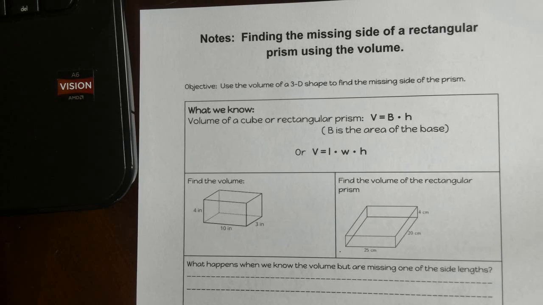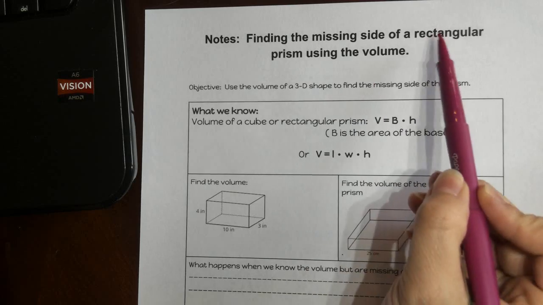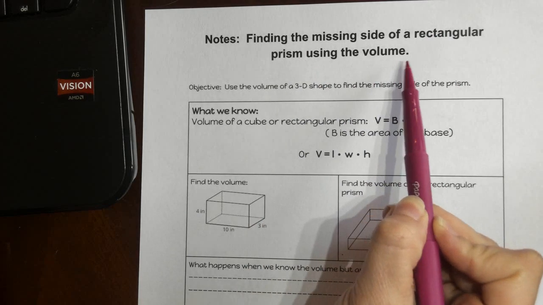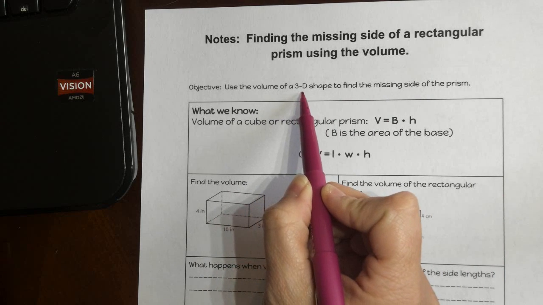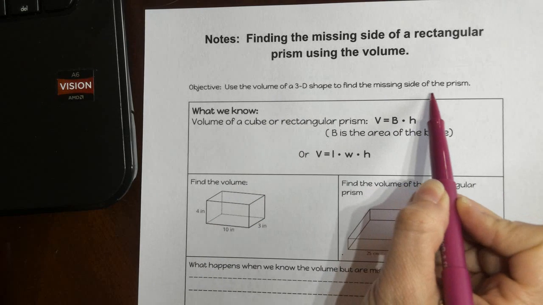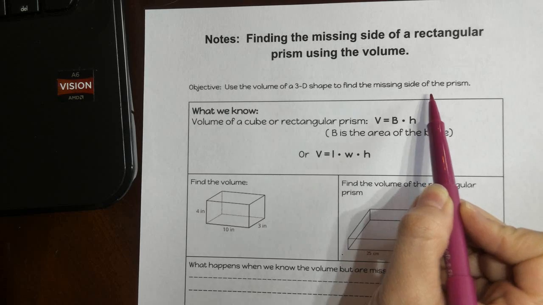Okay, today we're going to find the missing side of a rectangular prism using the volume. So our objective is to use the volume of a three-dimensional shape to find the missing side of the prism. Okay, so what do we know already?